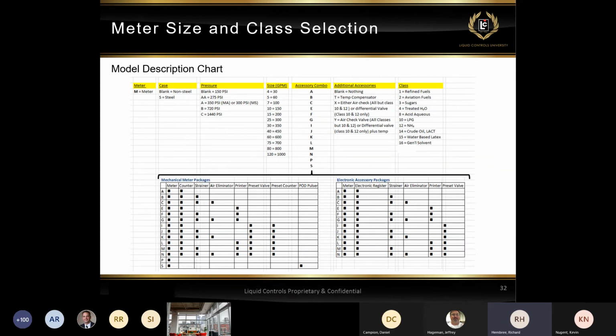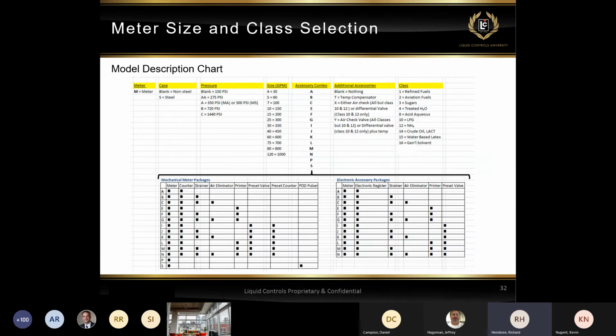The size, the next column, the smallest meter is size 4, which is good for 30 GPM, the 5, 60 GPM, the 7 up to 100 GPM. And as you can see, we go down to 120, which is good up to 1000 GPM. And this next column is critical when you're adding your accessories.